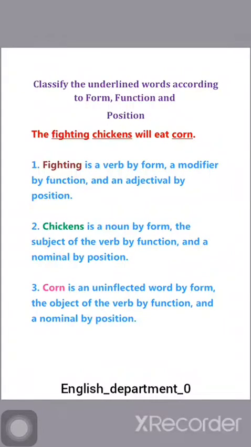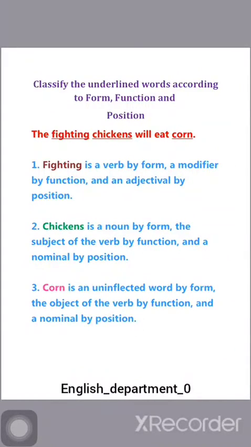Or I might say it in this way, that according to form, the word fighting is, and I'm going to give you certain options: an adjective, an adverb, or a verb. So you are going to select what? Verb. Why is that according to form? Because it ends in ing. Suppose that the word ends in est, so in this case we are going to say that this word, according to form, is what? Is an adjective.